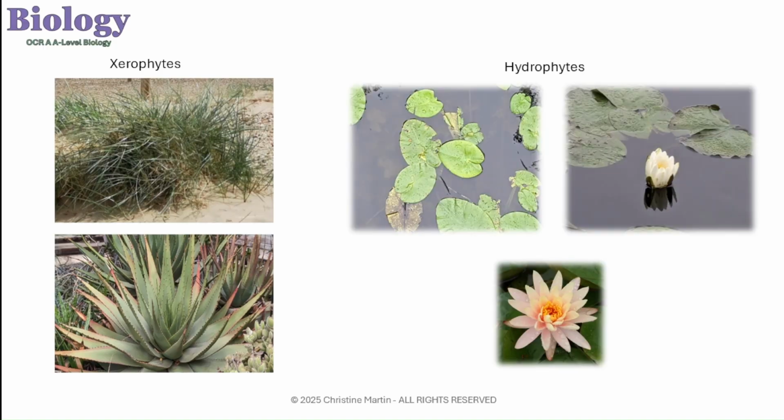Now, the other type of plants that you need to know about are known as hydrophytes. So these are examples like water lilies. They live in aquatic environments and their adaptations are different. They have very thin waxy cuticles.